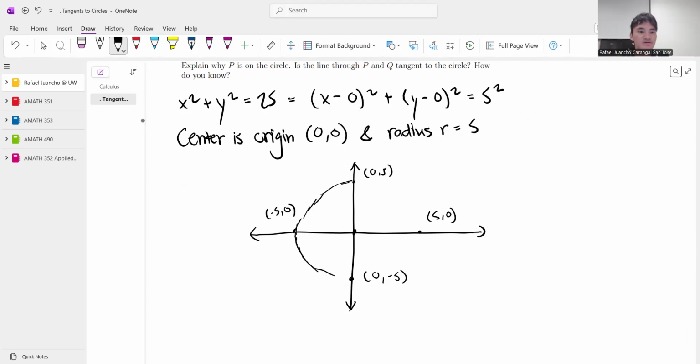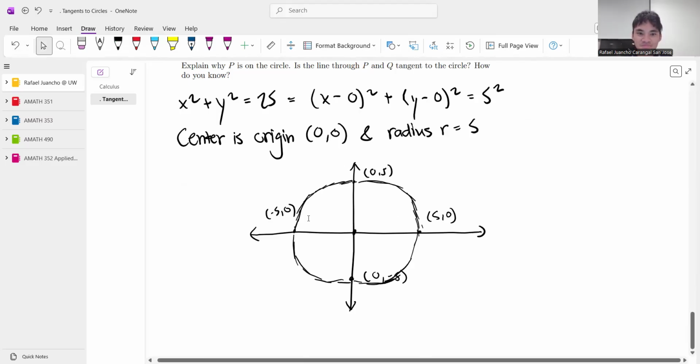Or I kind of, oh God, that's not looking good. I guess I need more art stuff. Yeah, something like that. Yeah, looks alright. There we go. So that's the circle.